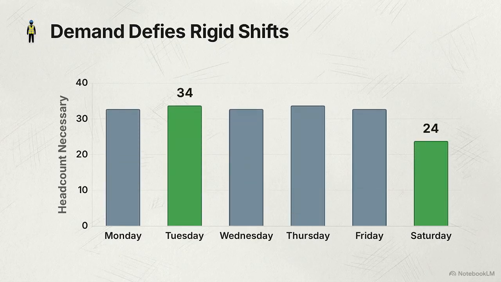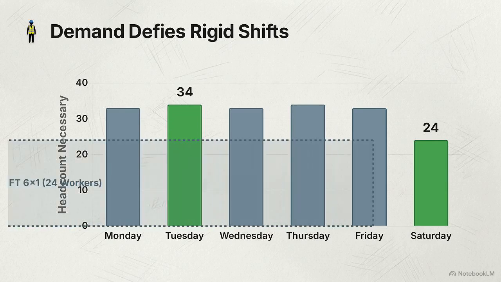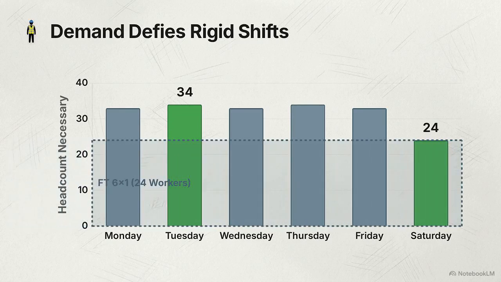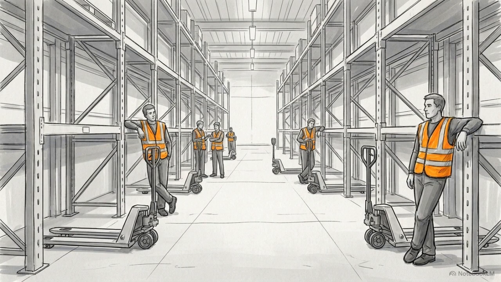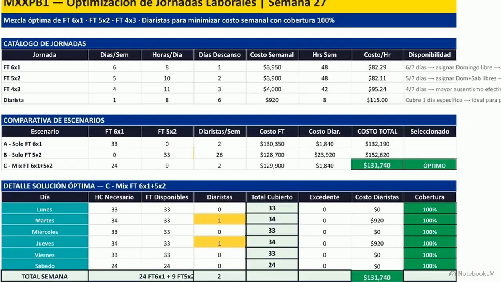Map these shift types against a week where the daily demand fluctuates from 34 workers needed on Tuesday down to 24 on Saturday. Scenario A attempts to solve this by hiring exclusively full-time employees on 6-day schedules. This covers the Tuesday peak, but it creates expensive overstaffing on Saturday. The site ends up paying for idle capacity. Scenario B relies on 5-day workers and fills gaps with daily contractors, known as diaristas. This drives the total cost up drastically due to premiums.